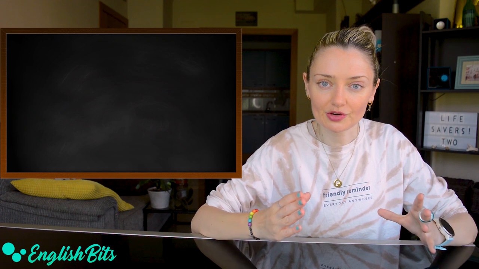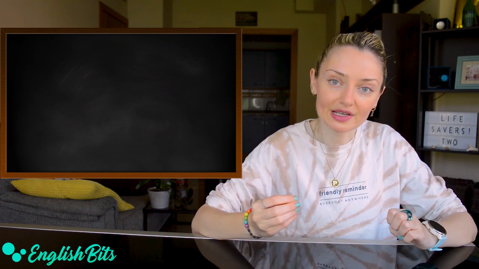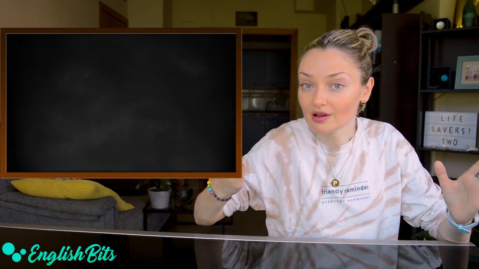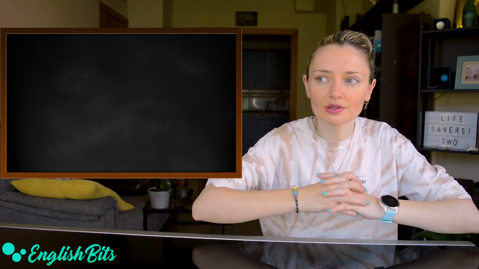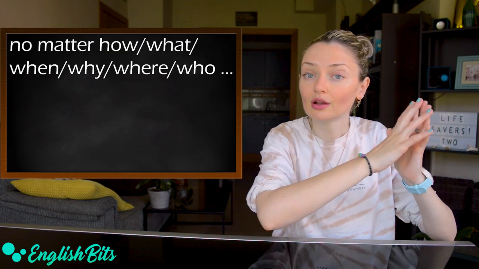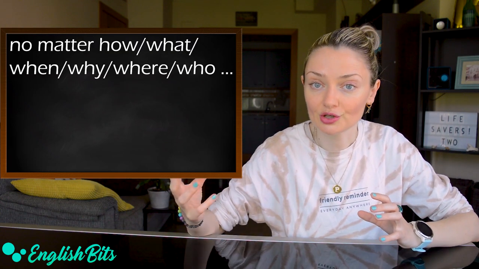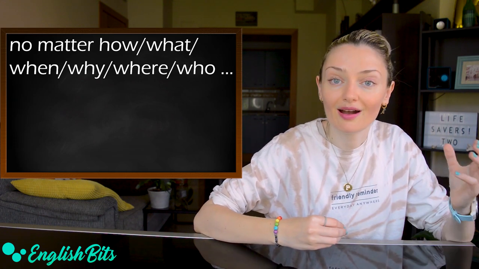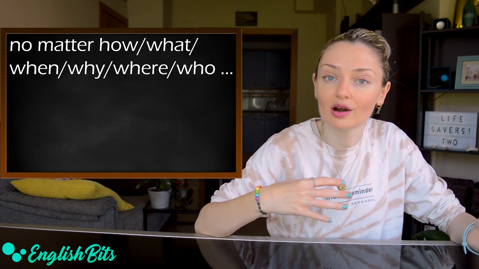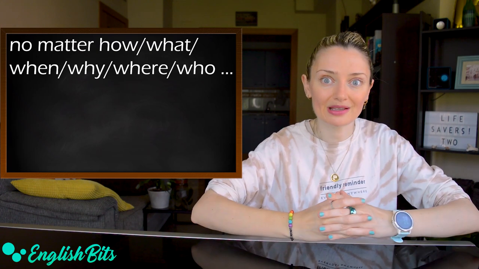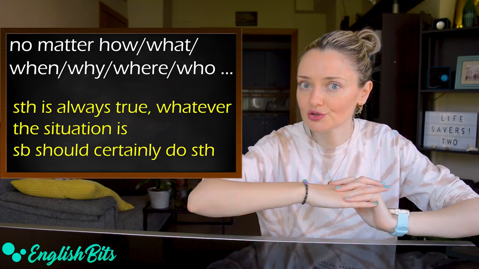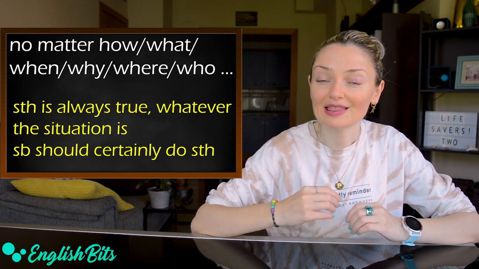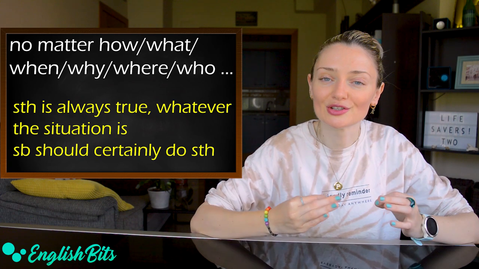The first grammar structure: instead of starting our sentence in the usual way with the subject, verb, and the object, sometimes we could start our sentence with no matter and then a question word. For example, no matter what, no matter how, when, where, or why. This structure means that something is always true, whatever the situation is. And it can also mean that someone should certainly do something.